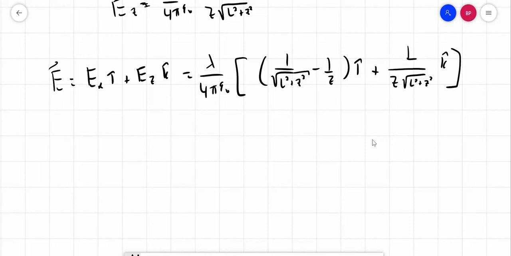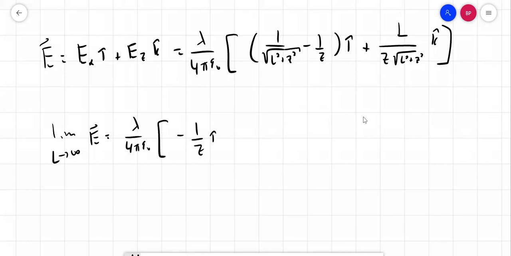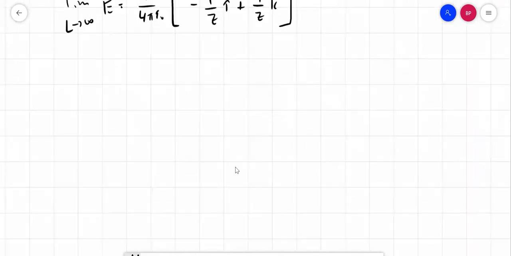And so we just end up with 1 over Z. Okay, so in the limit that L goes to infinity, our electric field, the constant stayed the same. We get minus 1 over Z in the X direction, plus 1 over Z in the Z direction. Okay, so not too hard.